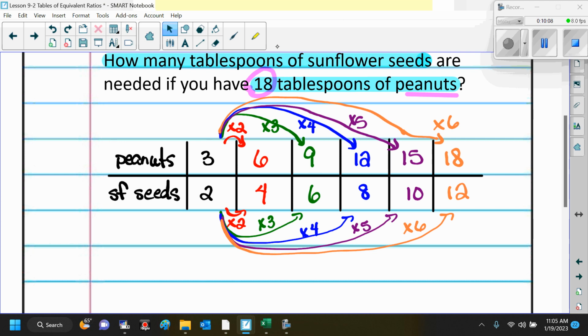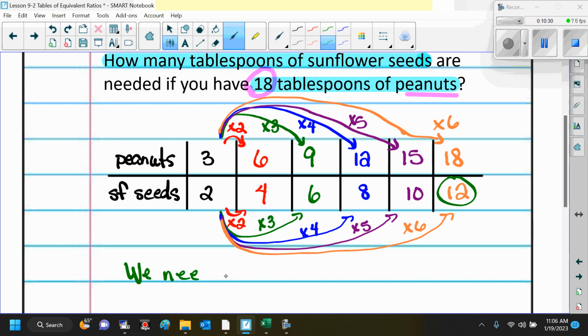So what's my answer then? How many tablespoons of sunflower seeds do we need if we have 18 tablespoons of peanuts? 12 sunflower seeds. We need 12 tablespoons of sunflower seeds. Very good. So I'll just start with the 12 and we'll write, we need 12 tablespoons (TBSP) of sunflower seeds.